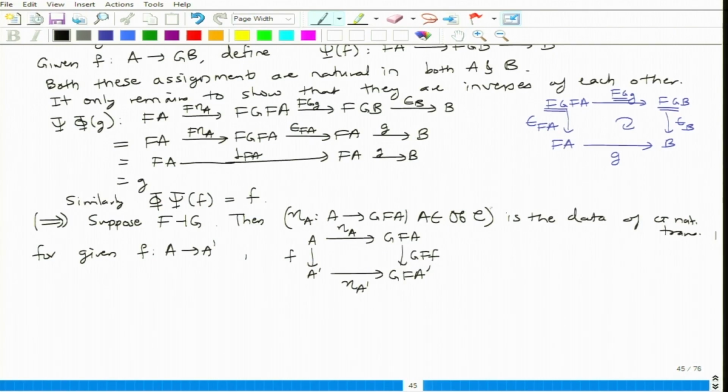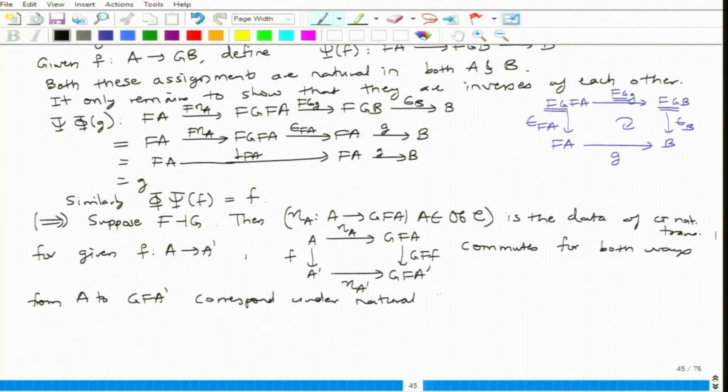I will write. So it commutes, for both ways from A to GFA prime correspond under the natural bijection with Ff from FA to FA prime. So that's why they are equal.